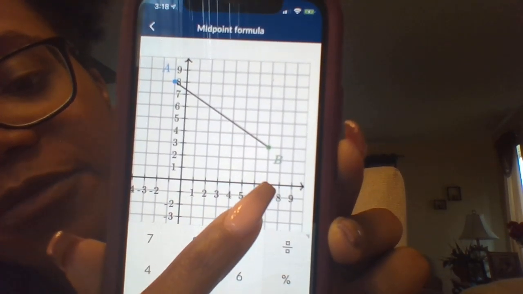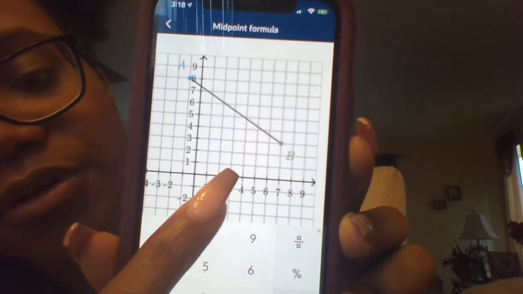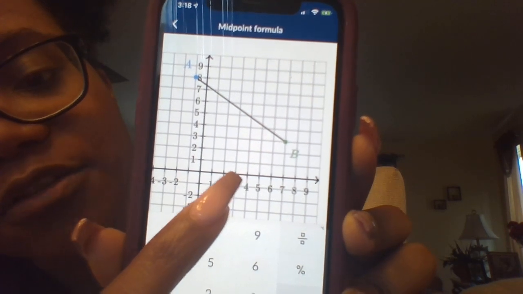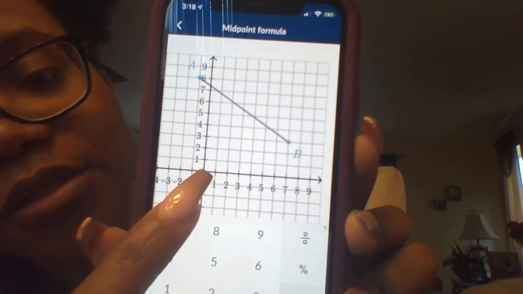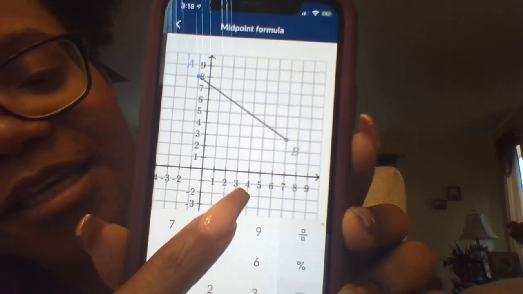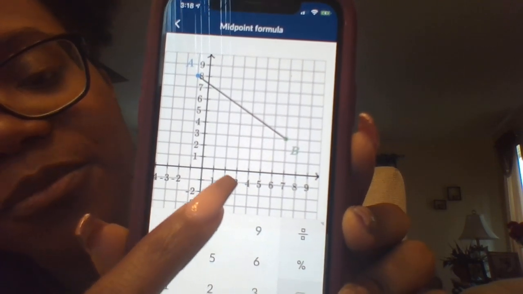So let's see. 4 away from 7 is 1, 2, 3, 4, 3. 4 away from -1 is 1, 2, 3, 4, 3. So we see the x value for our midpoint should be 3.